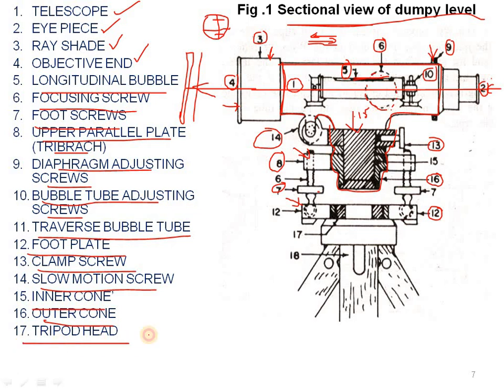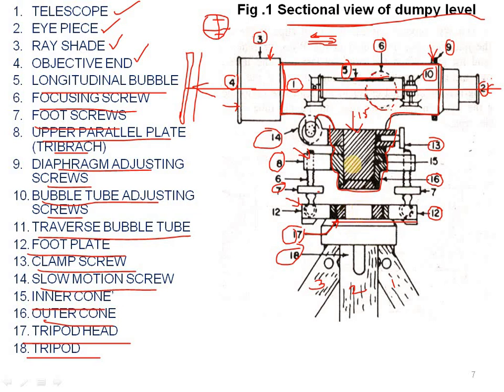And the 17th one is the tripod head. So finally here we can see this portion is called the tripod head. This is very important. On this tripod head the instrument will be fixed. And the 18th one is the tripod stand. This is our tripod with three legs, 1, 2 and 3. On the three tripod legs a base plate will be there, that is called the tripod head.